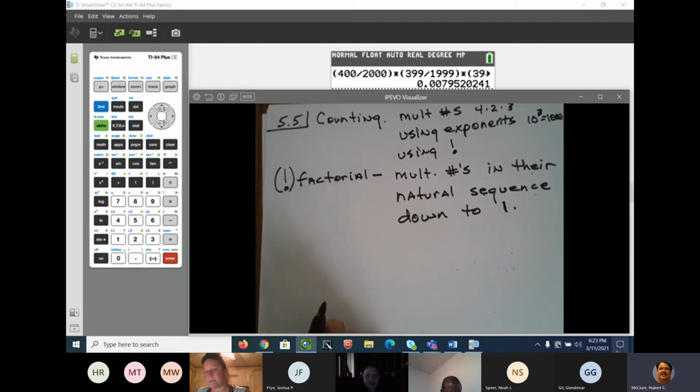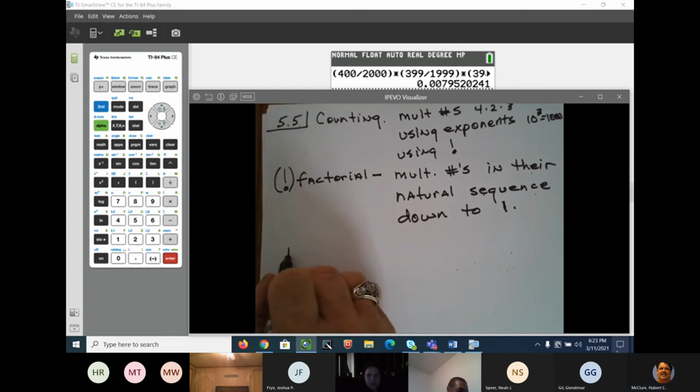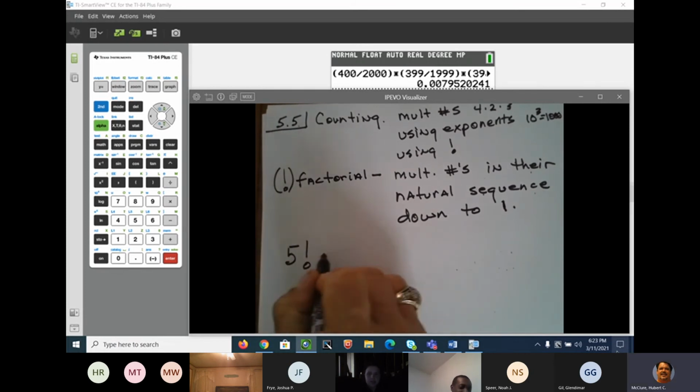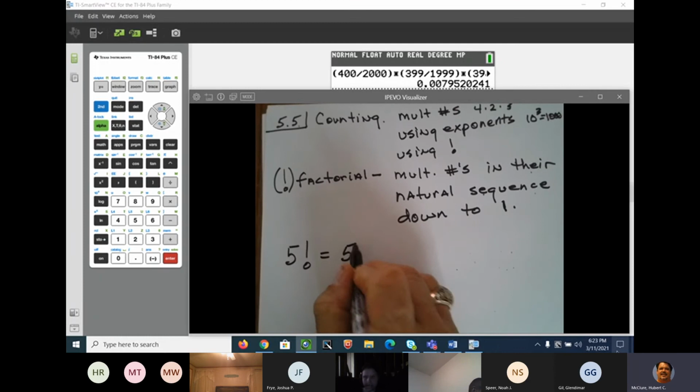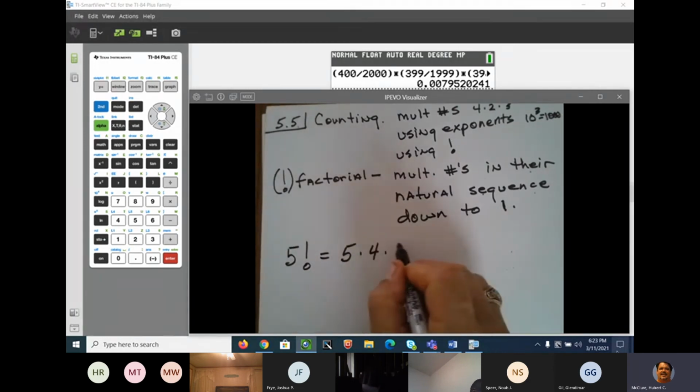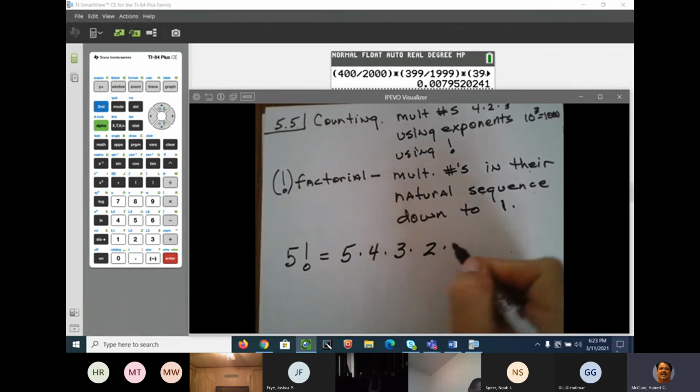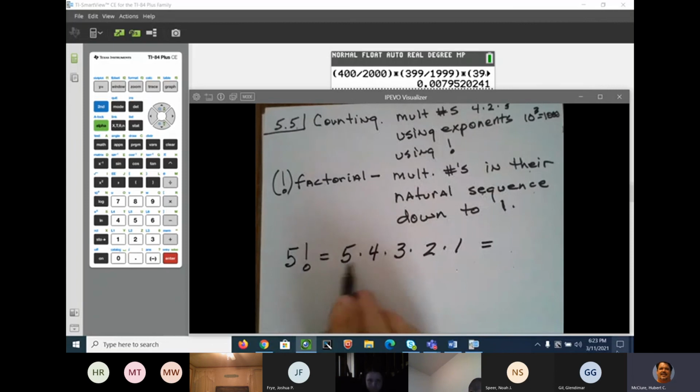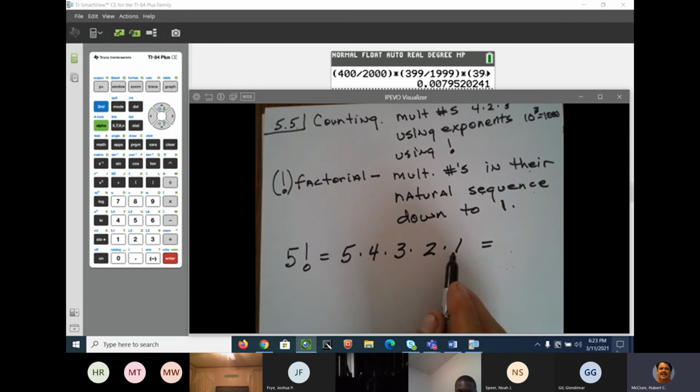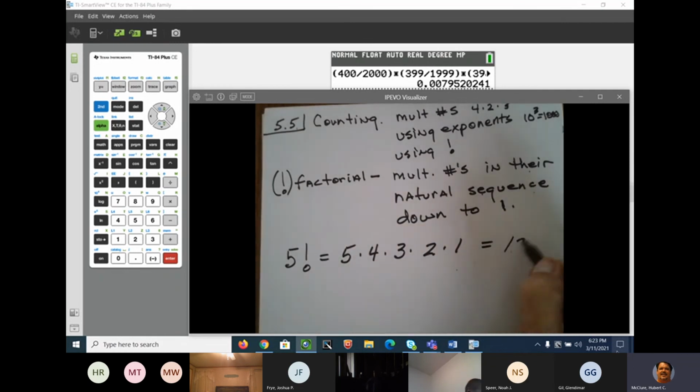All right, Miss Honey, pick a number between 1 and 9. 5. 5 factorial equals 5 times 4 times 3 times 2 times 1. 5 times 4 is 20. 20 times 3 is 60. 60 times 2 is 120. 120 times 1 is 120.